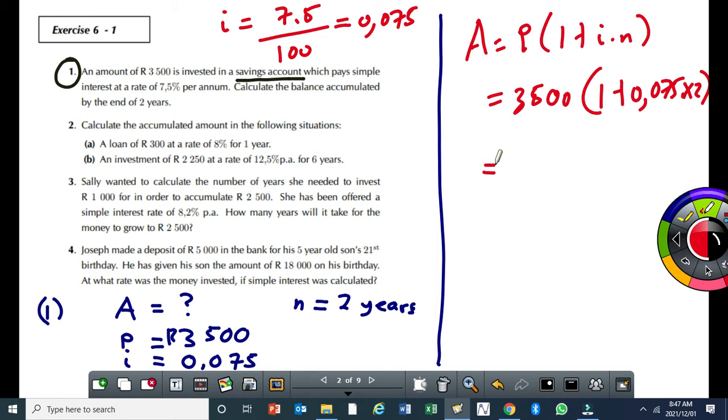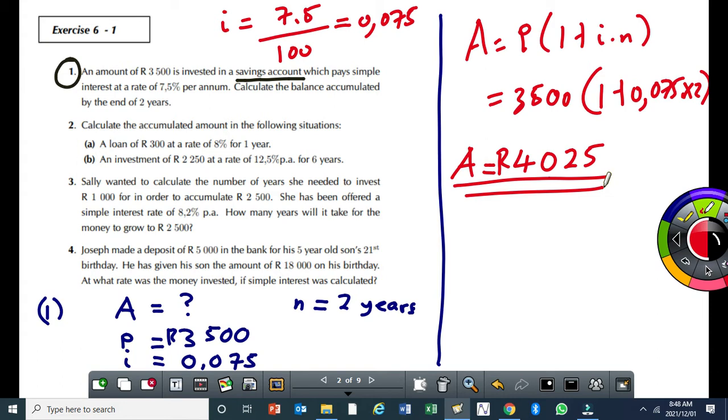And someone tell me the answer. The answer must be greater than 3,500, because the value of A is always greater than the value of P when we have the simple interest formula. What answer do you get? 4,025 rand. Because it's financial maths, sometimes you can have cents, so you have to round off to two decimal places. So the accumulated amount at the end of 2 years is going to be 4,025 rand.